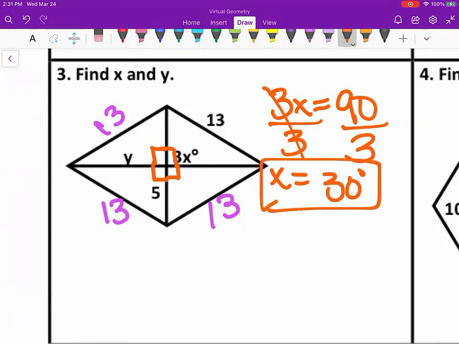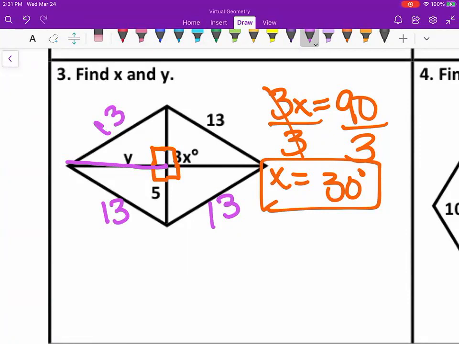Now let's check out y. Y is not an angle measure. It does not have a degree bubble. It is that one specific piece of the diagonal. Now, I don't know what's on the other side, or else I could get the whole entire way. I don't know either of those. So I don't have a value that I can cut in half to get that y number.